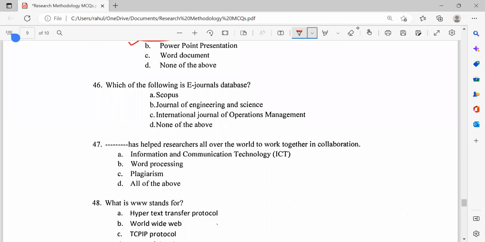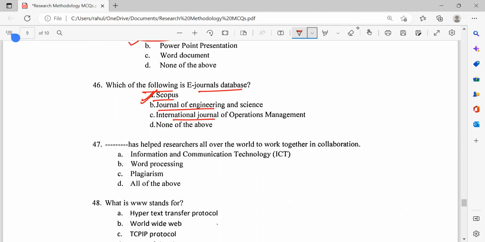Okay, question number 46. Which of the following is eJournal's database? Scopus, Journal of Engineering International. Only A is the correct answer. Scopus is eJournal database.